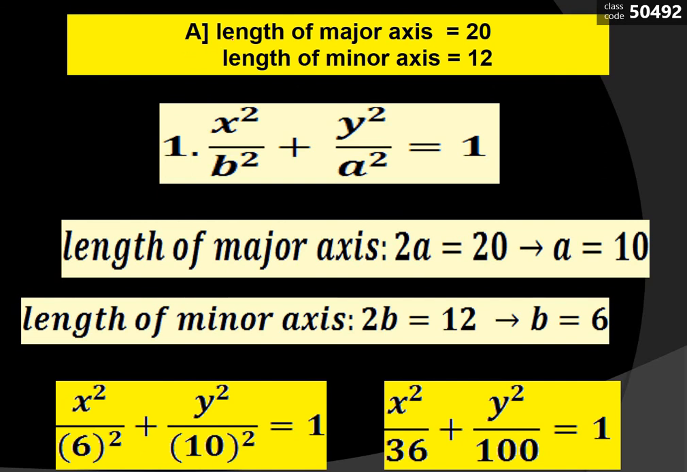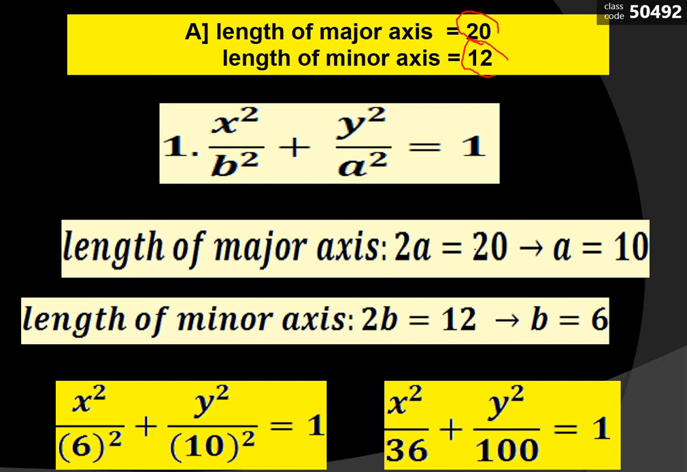Let's take the first one. The length of the major axis is 20, and the length of the minor axis is 12. As you can see, the given equation is this. B squared is your m, a squared is your n. So the length of the major axis is twice a. So the length of the major axis is 20.